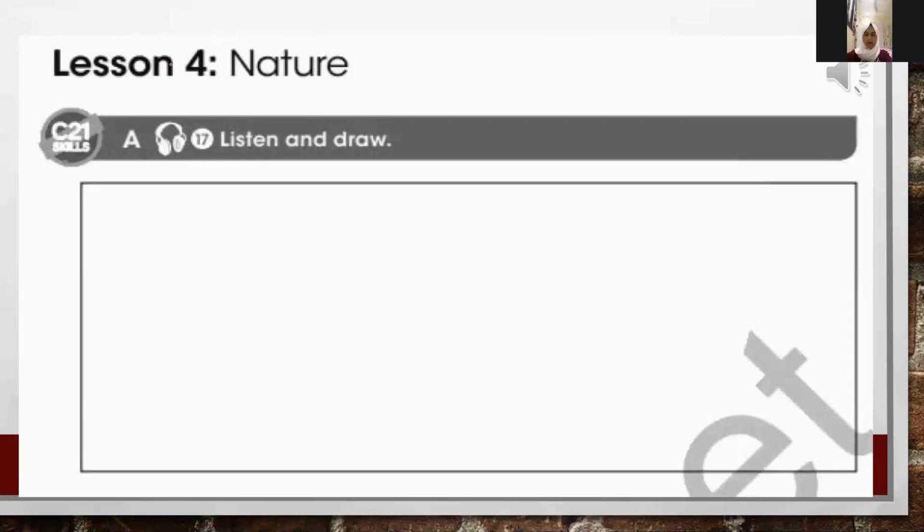1, 2, 3. Track 17. Listen and draw. Look at the picture. You can see some mountains. Draw the sun in the sky. Draw four clouds in the sky. One cloud is white. Two clouds are grey. One cloud is black. Draw some snow on the mountains.